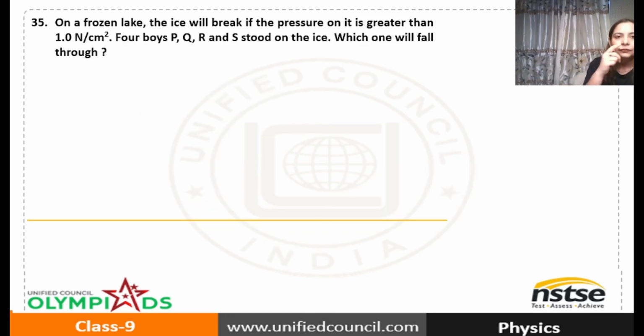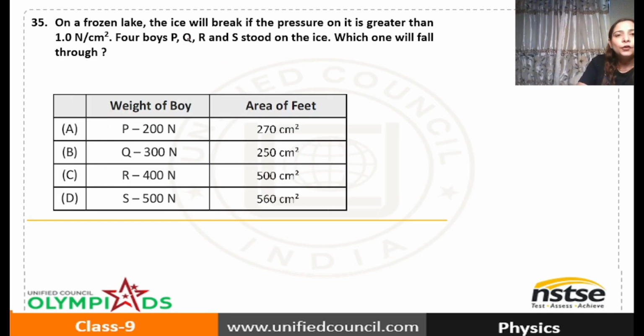Next question. On the frozen lake, the ice will break if the pressure on it is greater than 1 Newton per centimeter square. So here it is written that the frozen lake can withstand a pressure of 1 Newton per centimeter square. And 4 boys P, Q, R, S stood on the ice. They are exerting their weight, and the area of the feet is given. So which one will fall through it?